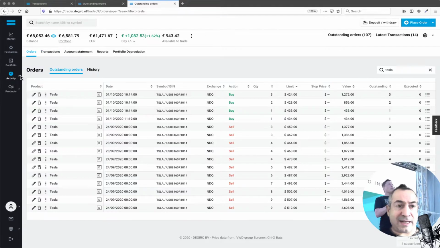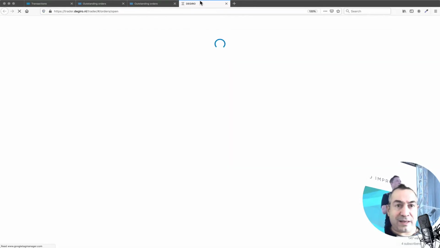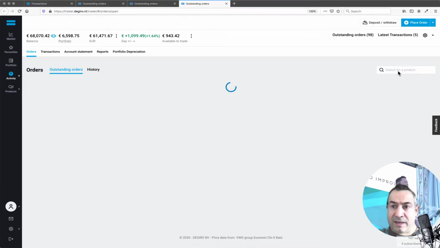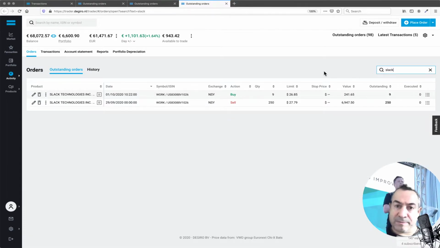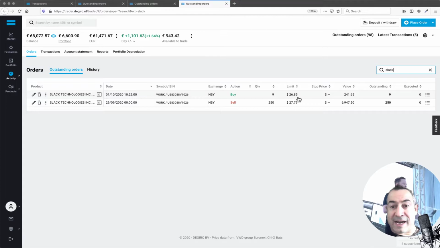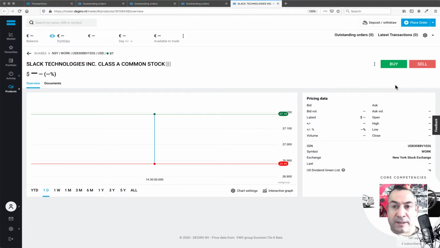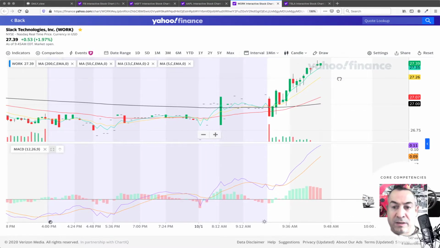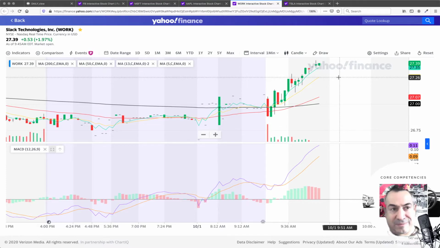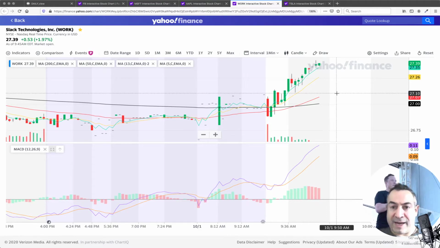We're gonna check Slack. We open and see which are the standing orders, outstanding orders, and we just write down here Slack. And we wanted to buy 9 at 26.85 in one shot, and that never happened. So we could eventually cancel this and do a pyramidal incremental purchase strategy like we did with Facebook. For example, now it's going up, so it's difficult to calculate at what level to buy, then you have to modify them. So what we could do is set more or less from where we are now.